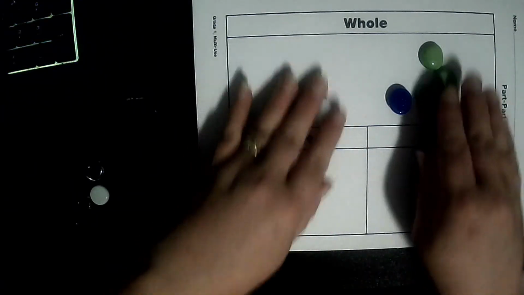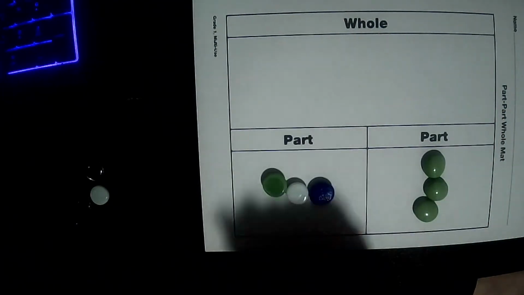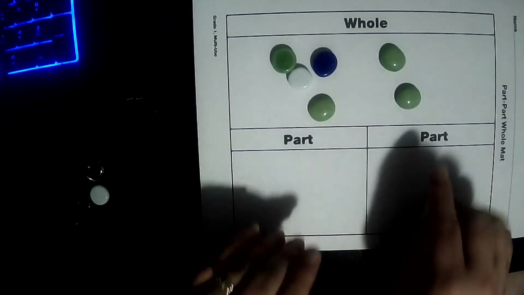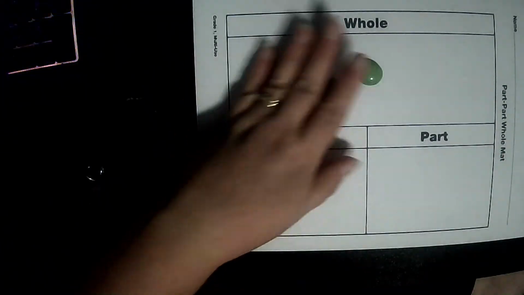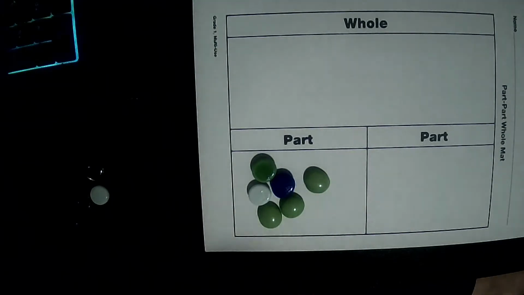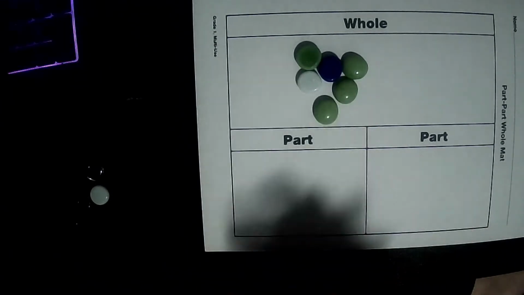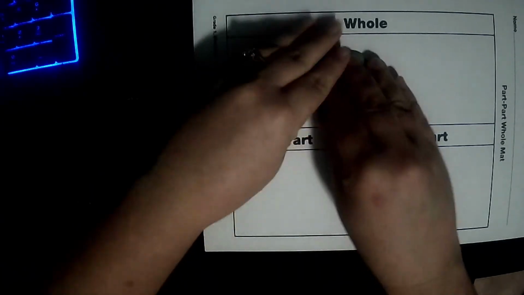I can also do 2 and 4. Still makes 6. 3 and 3. Still makes 6. 4 and 2. Still makes 6. 5 and 1. Still makes 6. And then of course we can always do 6 and 0 makes 6. So that's how we're going to be working with different numbers this week.